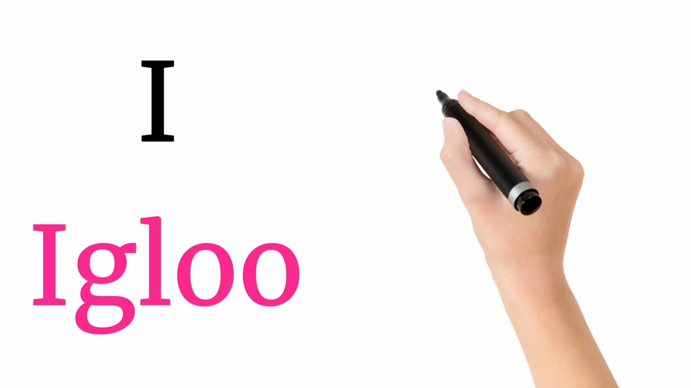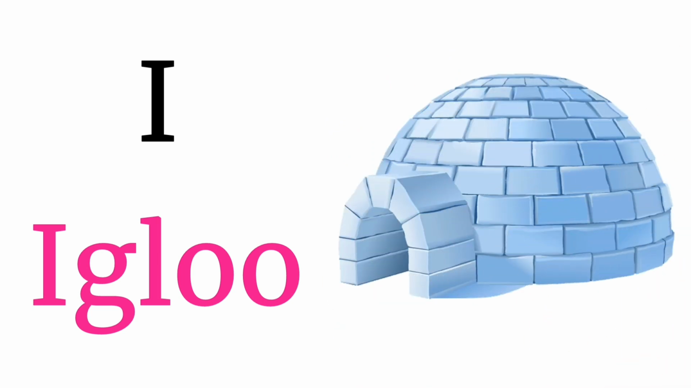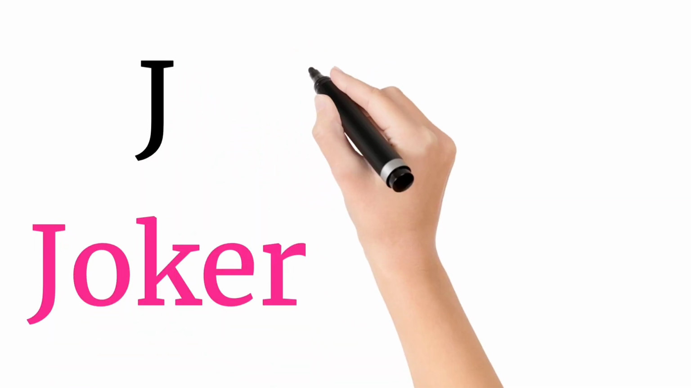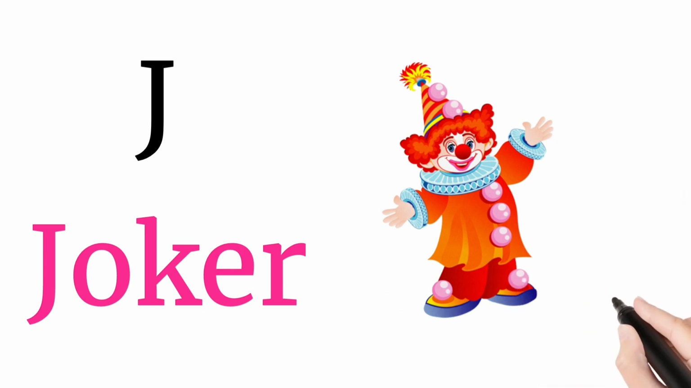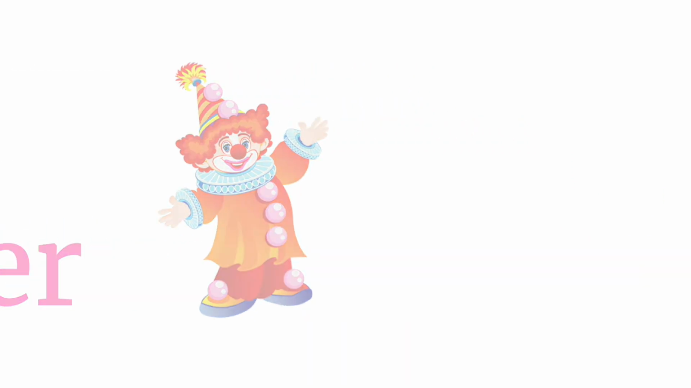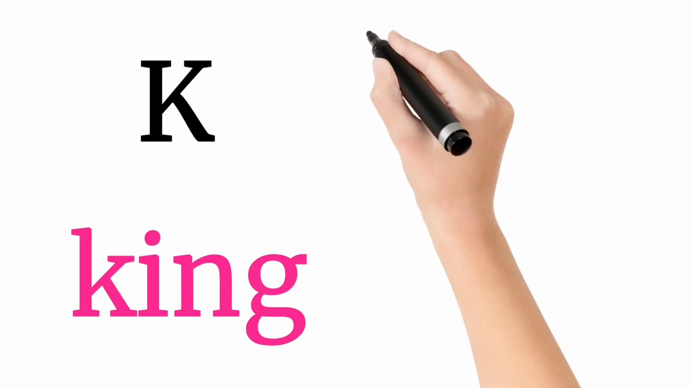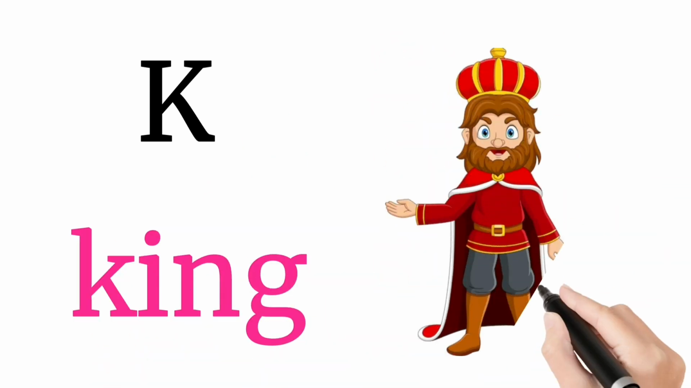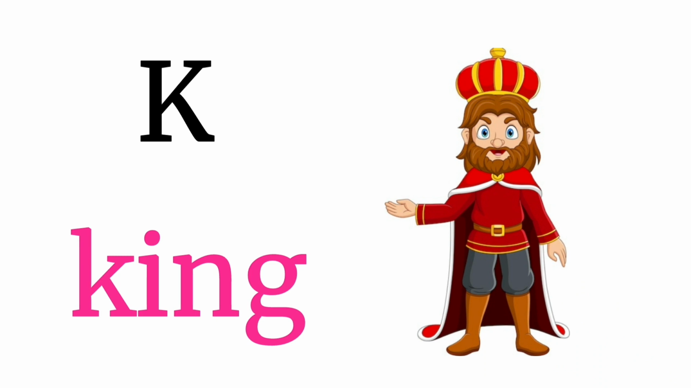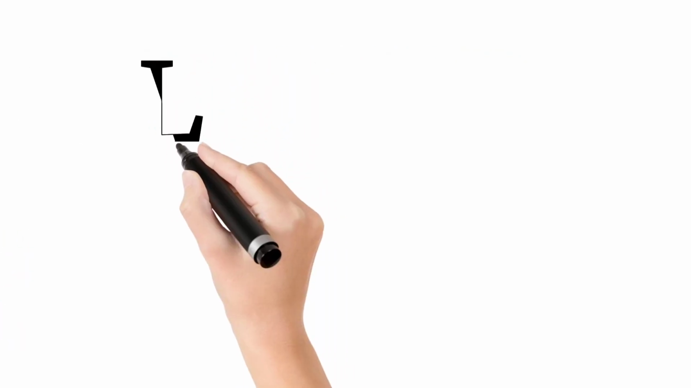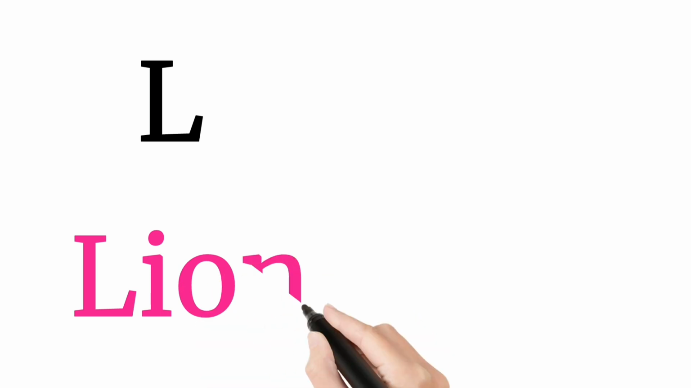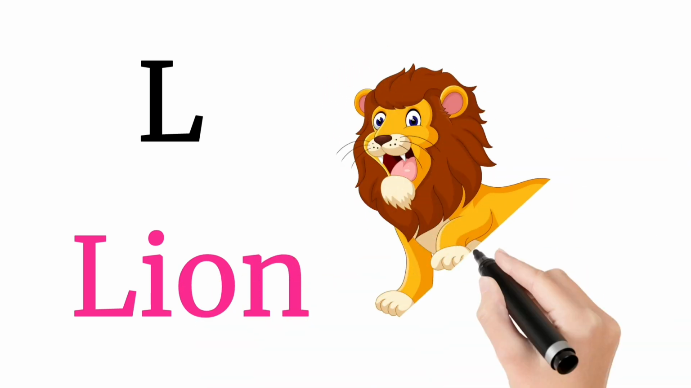I for igloo. J for joker. K for king. L for lion.